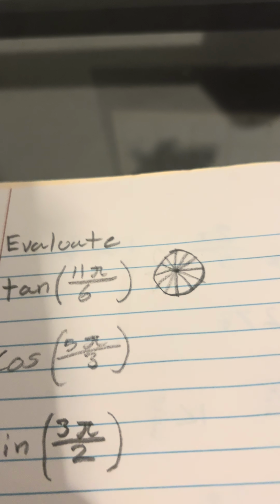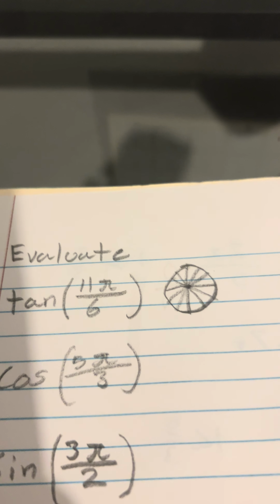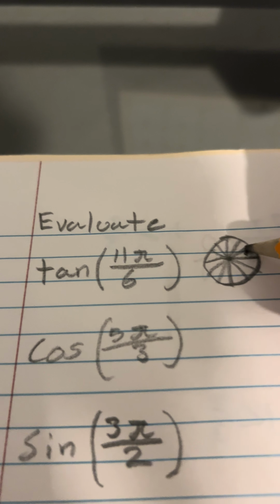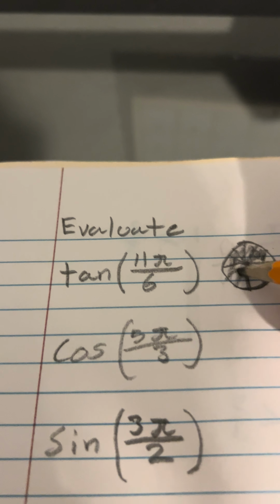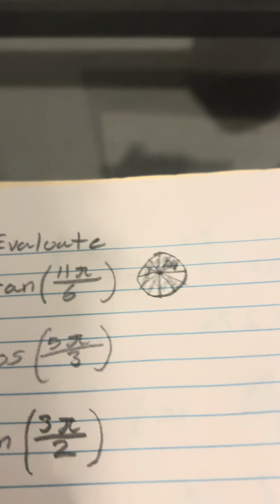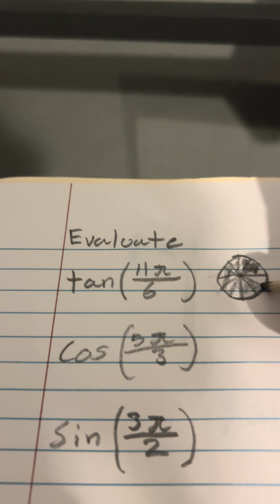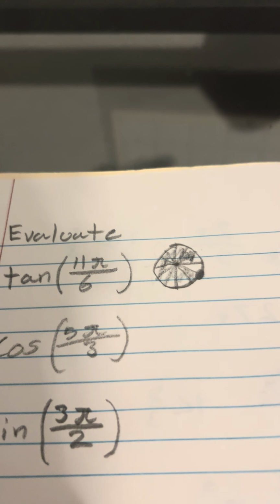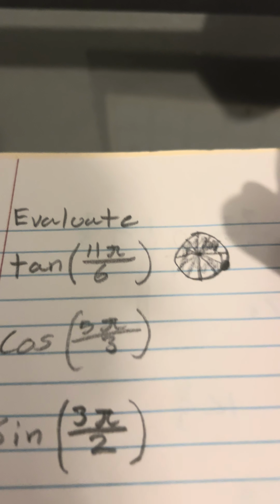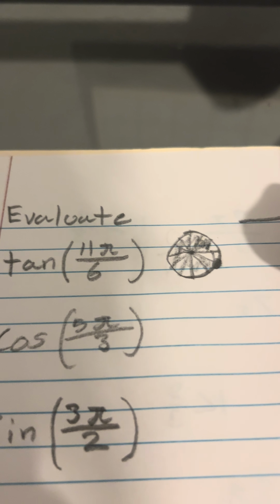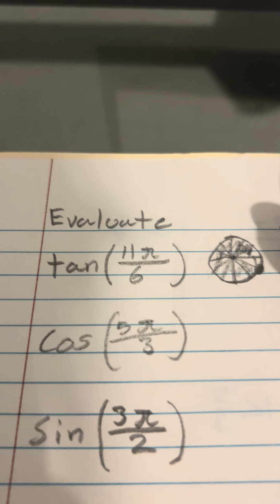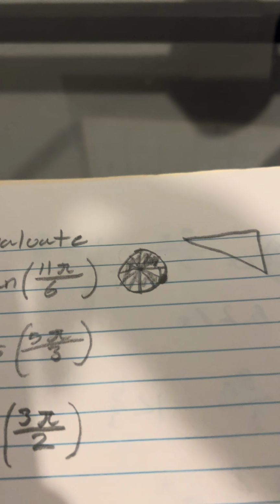Now that we have it split into 6, we are going to shade in 11 of these 12 things. That'll be all the way down to here. So we have one non-shaded right there. And just pulling our triangle out, we are going to have this triangle, give or take.